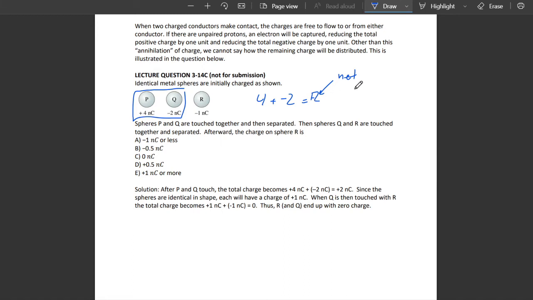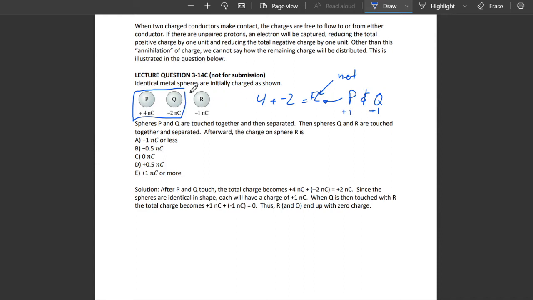When they're touched, they must equilibrate, meaning that this +2 charge is split between the two spheres. So when P and Q are touched, both P and Q get a charge of +1 each. That's because when we're considering this interaction, we know that the charge is balancing out, and we know that there are no differences between these spheres. They're identical, so they must equilibrate.